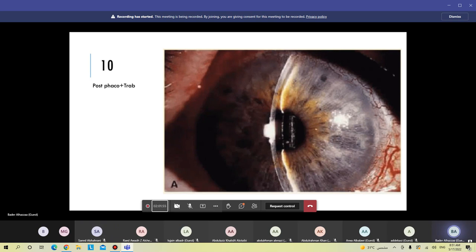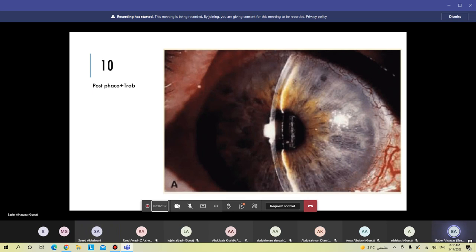Saeed, what do you see here? This patient is post-trab, phacotrab, and he showed this image in the clinic. Okay, I can see a clear cornea. Mm-hmm. Shallow AC, congested conjunctiva. Yes. And it's not clear, the view to the lens or the IOL. Okay, let's say this patient came after phacotrab with this image.